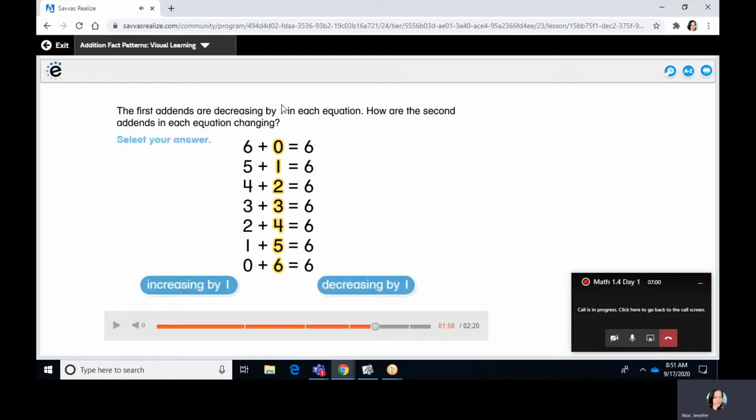Now these guys are doing the opposite. They started at 0 and went up to 6. So when we start low and go higher, we increase.